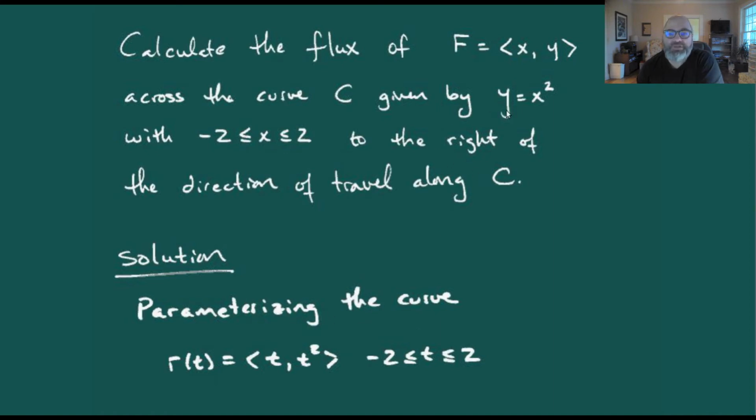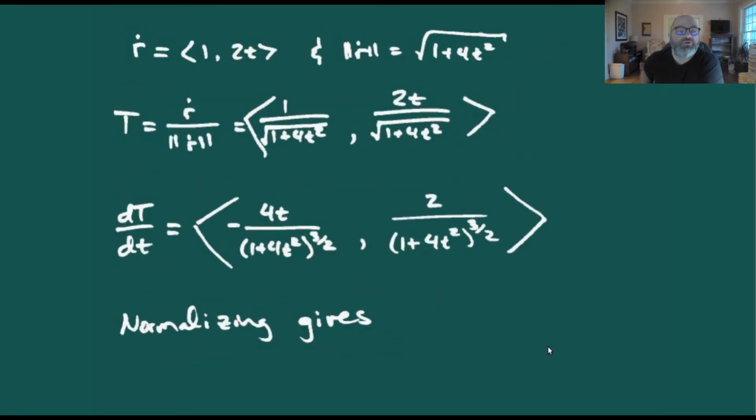Well, since we're given y as a function of x, we get an immediate parameterization: x is going to be t, y is going to be f of t, so t squared, and t is running between -2 and 2. If we take the derivative of that, we just get ⟨1, 2t⟩. Looking at the length of that vector, we get the square root of 1 plus 4t squared. So our unit tangent vector is r dot over the length of r dot, which is 1 over the square root of 1 plus 4t squared, and 2t over the square root of 1 plus 4t squared.